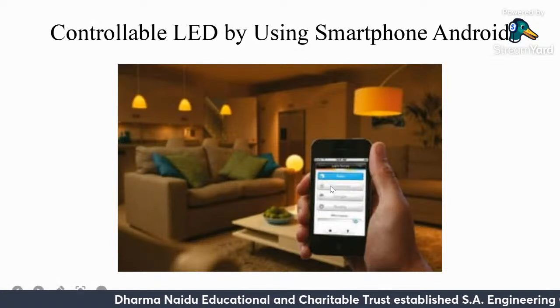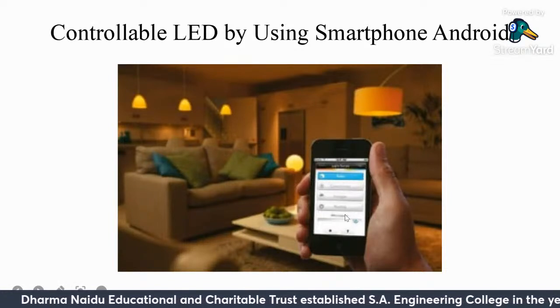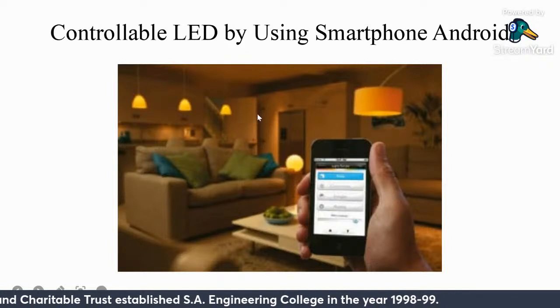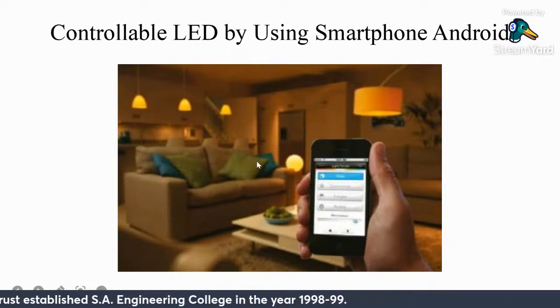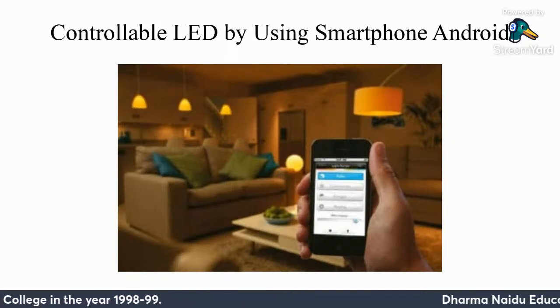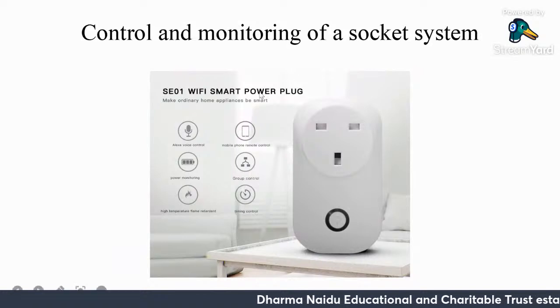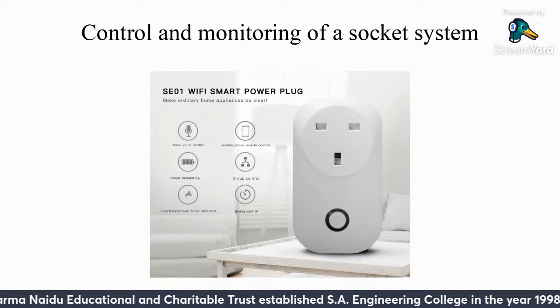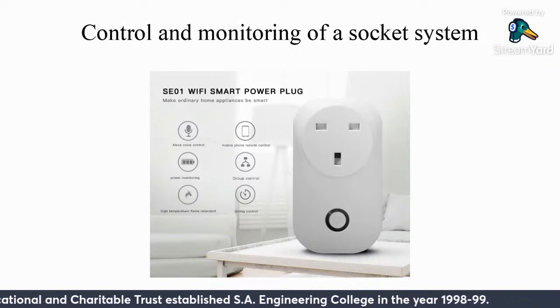By using this mobile application, we can only control this smart home. That's the main point. We can't get the real time feedback of what happens. And coming to the control and monitoring of socket systems, that is the regular home sockets like 5 amps or 10 amps.